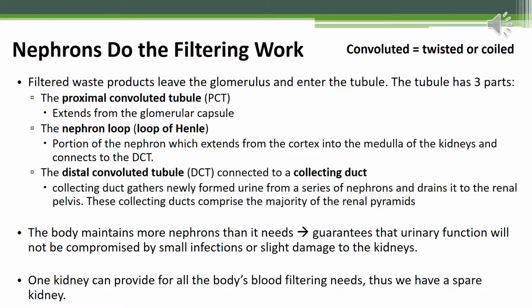I should also say that in the context of the proximal convoluted tubule and the distal convoluted tubule, the term convoluted means to be twisted or coiled, and both of these tubule structures are twisted or coiled. And we're going to look at the structure of nephrons in this next slide.